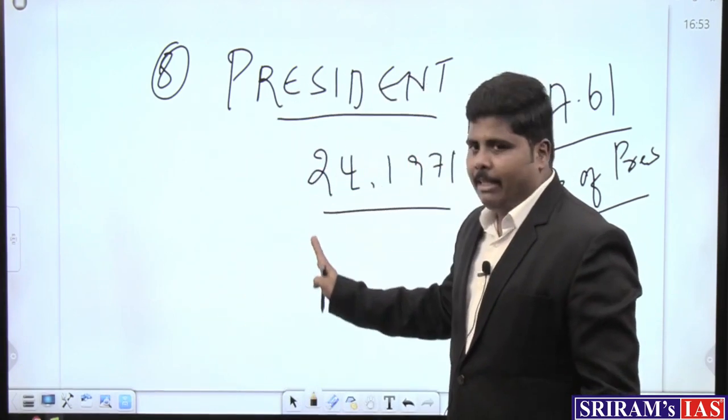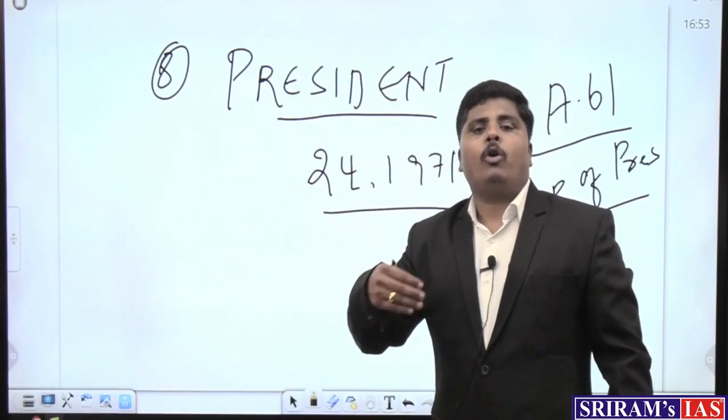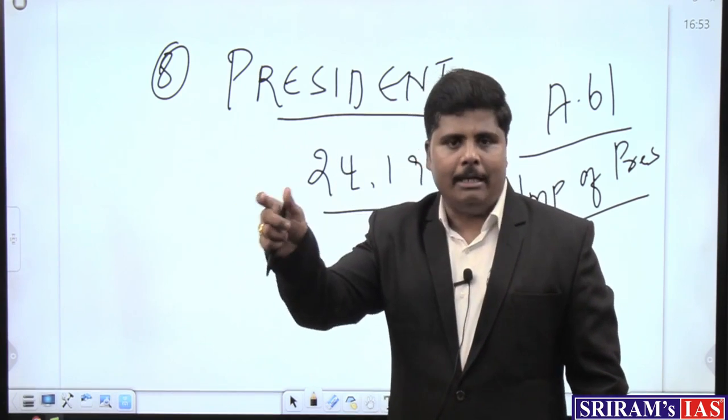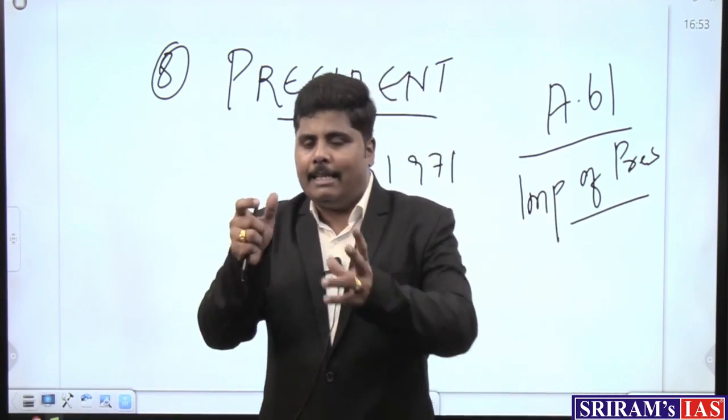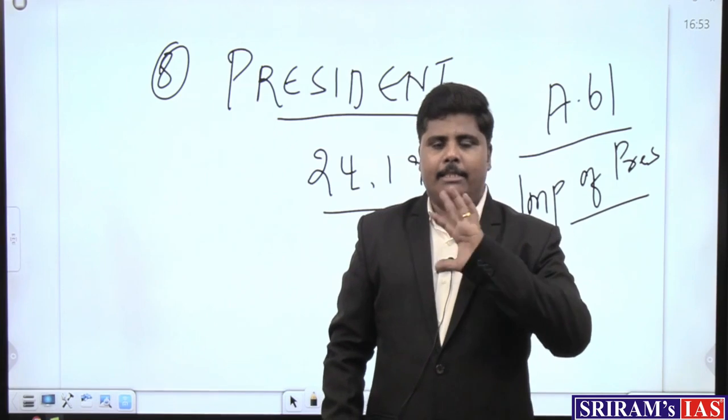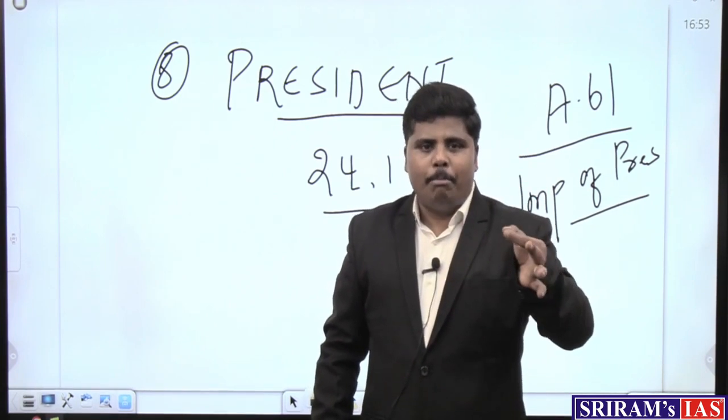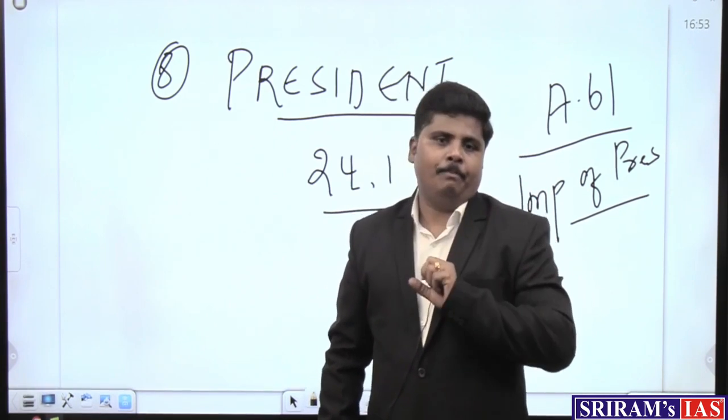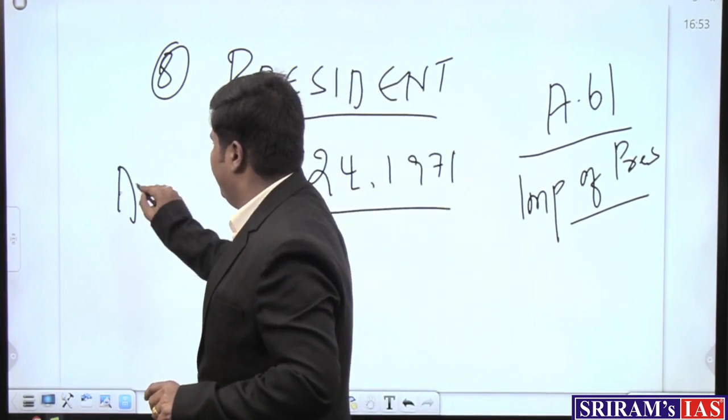Now, the President has given the signature. The signature, what we call in a formal statement, is assent, A-S-S-E-N-T, assent. So, once the President gives the assent, that's all. The particular bill will now become an Act. So, the bill will get converted into an Act.